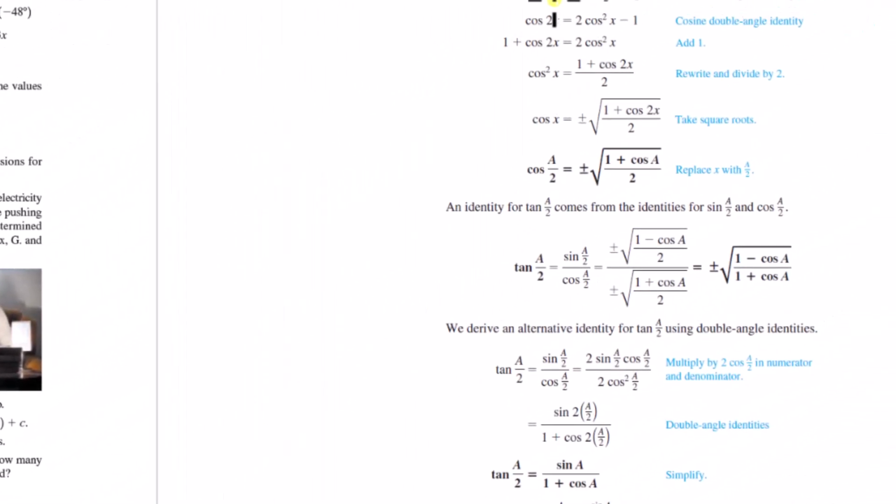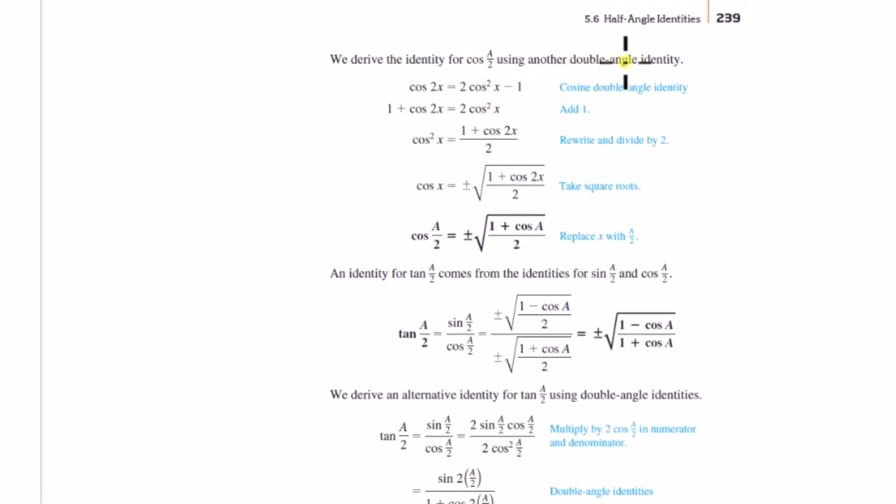We derive the identity for cosine of a divided by 2 using another double angle identity. So for cosine 2x, they use not 1 minus 2 sine squared of x, but 2 cosine squared of x minus 1. Solve for cosine x, make the substitution to where you get cosine of a divided by 2, and there is the half angle identity for cosine.